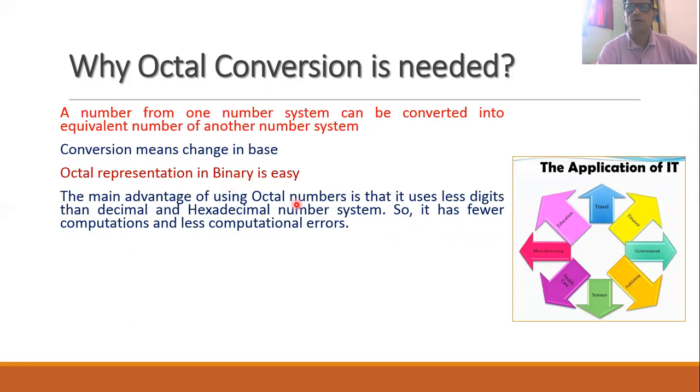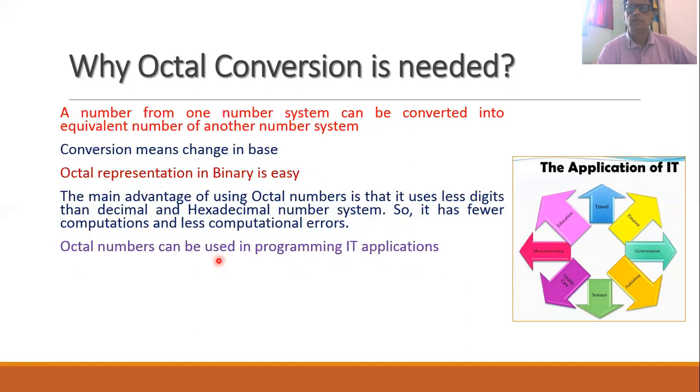Another main advantage of the octal number system is that it makes use of fewer digits than the decimal or hexadecimal number system. In the decimal number system, we need to make use of 10 digits from 0 to 9. In the hexadecimal number system, there are 16 digits from 0 to 9 and A to F. But in the octal number system, only the digits from 0 to 7 are used. Naturally, when there are fewer digits, the computation is less, and the computational errors are also reduced.